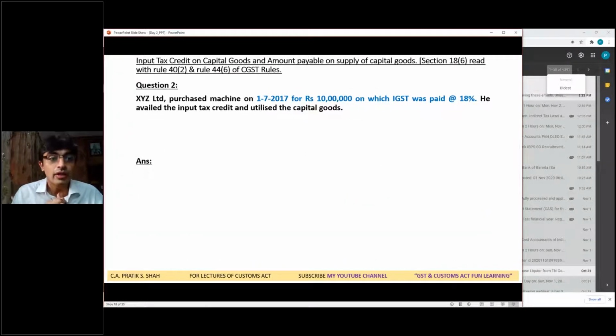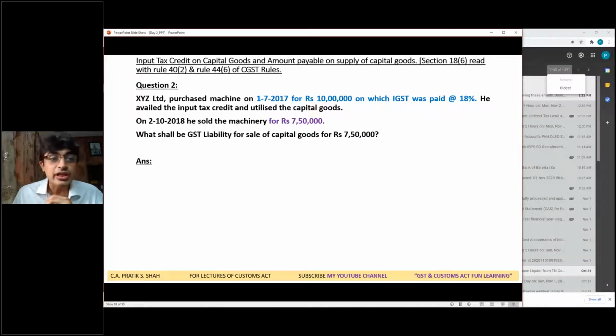One more sum I want you people to do. See this. Suppose I'm XYZ Limited. I purchased machine on 1st of July 2017 for rupees 10 lakh, on which I paid IGST of 18%. I've availed input tax credit and utilized it. On 2nd October 2018, I sold the machinery for 7 lakh 50. What shall be the GST liability for the sale of capital good for 7 lakh 50?